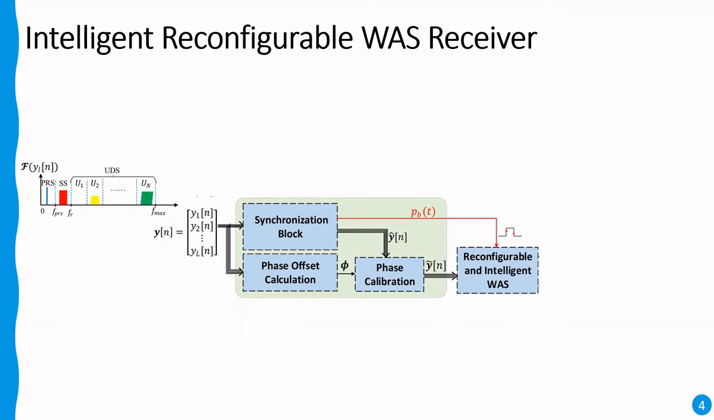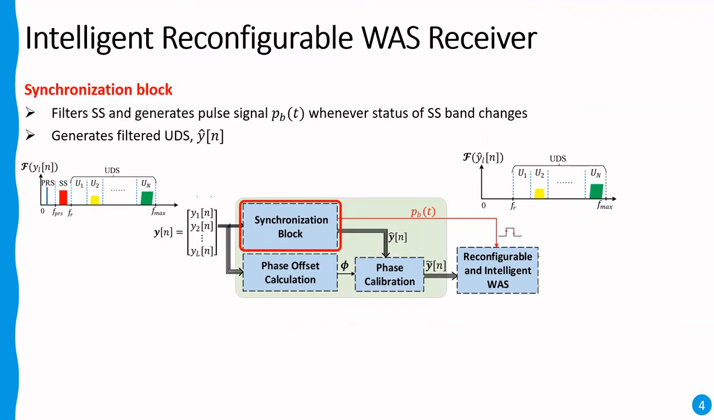Here in the Fourier transform, we can see that the signal YN consists of the phase reference signal, synchronization signal, and user data signal. So this YN signal is sent to the green block, which represents the phase calibration and synchronization block. So what happens in this? Here the synchronization block, that is the first block here, filters out the synchronization signal, that is SS signal, and generates the pulse signal PBT whenever the status of the SS band changes.